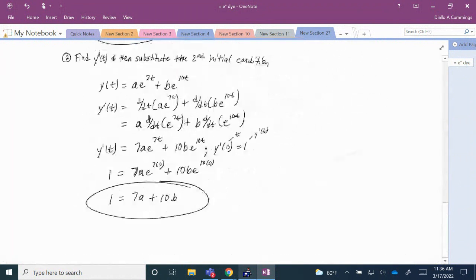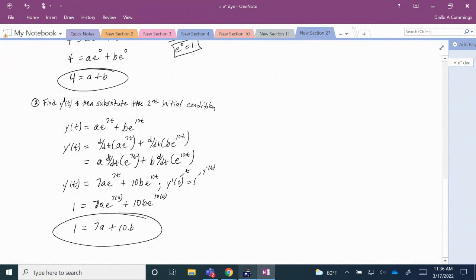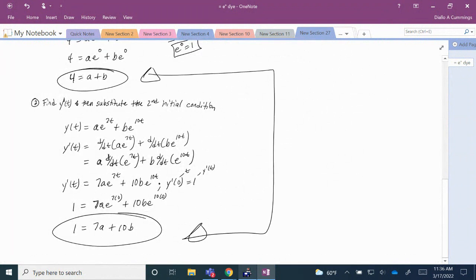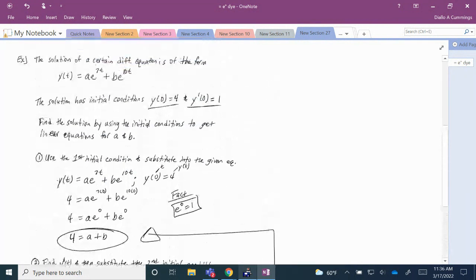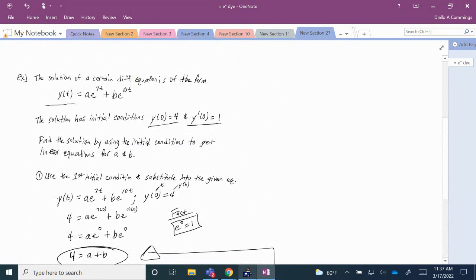If I shrink in on this a little bit, notice that we have two equations: 4 is equal to a plus b, and 1 is equal to 7a plus 10b. From this point, we're going to solve the system of equations, figure out a and b, and then substitute a and b back into the solution for the differential equation.